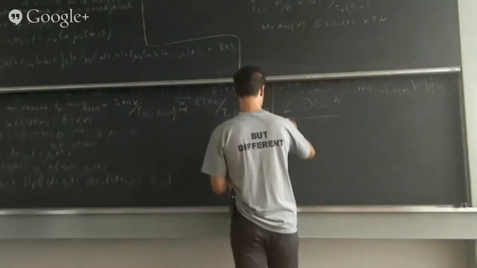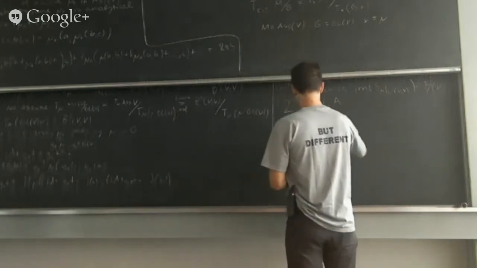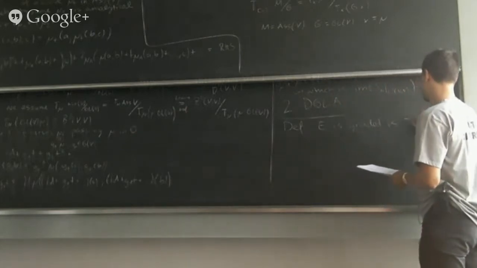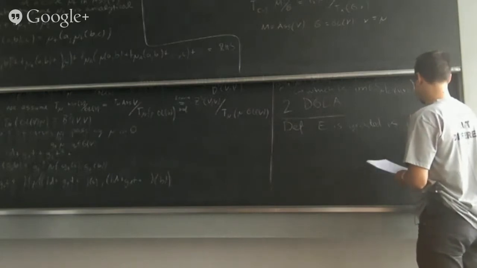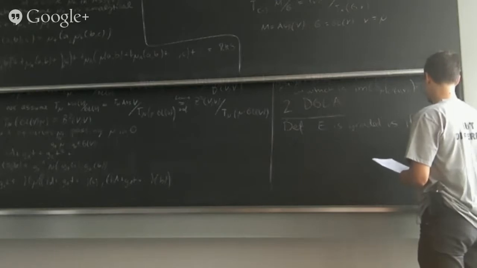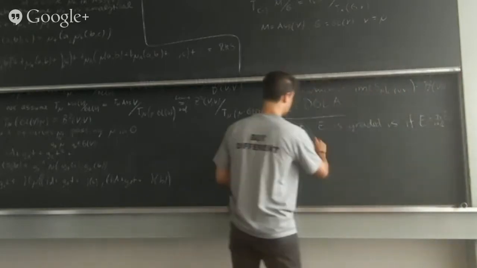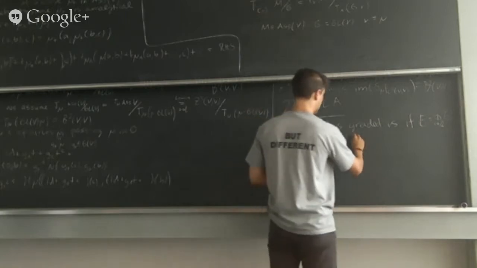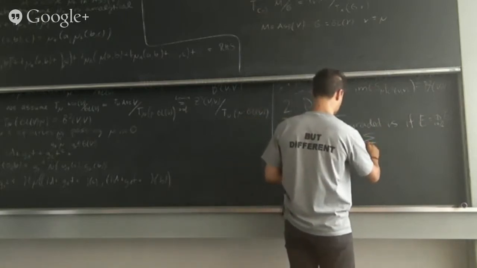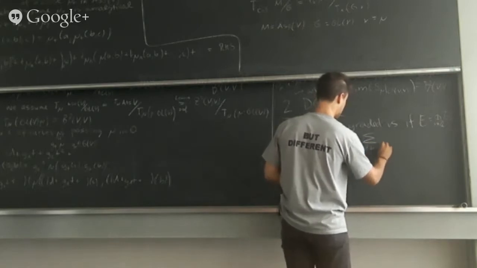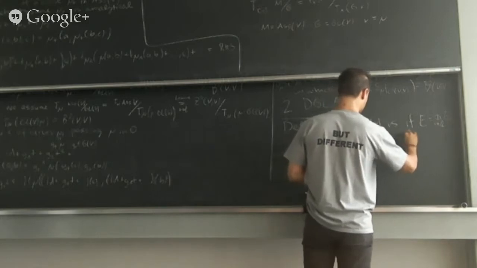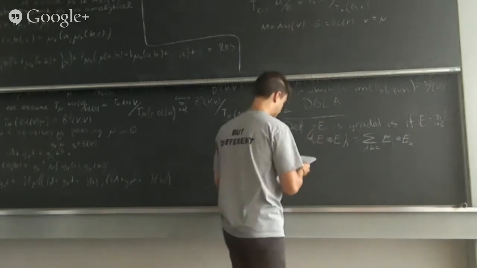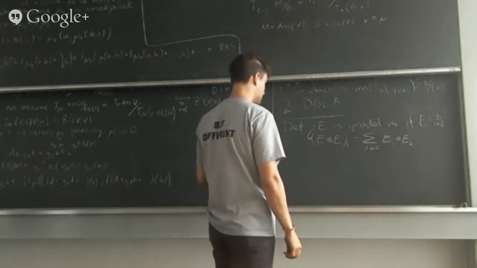First, some definition. E is a graded vector space, if E is equal to the direct sum over an index set I. And if we take the tensor product of two graded vector spaces and look at the i-th part, it's just the sum over J plus K equals I of E_J tensor E_K.